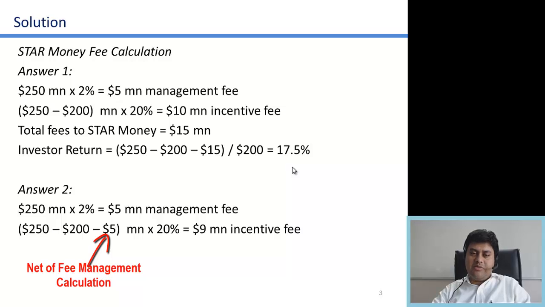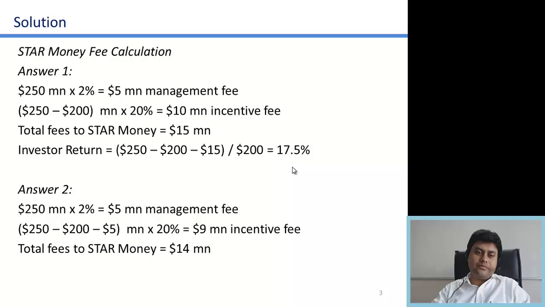So in this case, the management fee remains the same, $250 million, that is the end of the period fund value multiplied by 2%. That gives us $5 million as management fee. And in this case, the incentive fee is calculated net of management fee, which means the returns of $50 million are reduced by $5 million, which are paid as base management fee, and that is the effective return. So $45 million multiplied by 20%, that gives us $9 million as incentive fee.